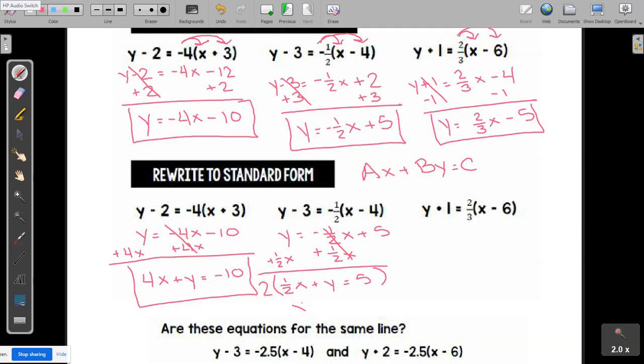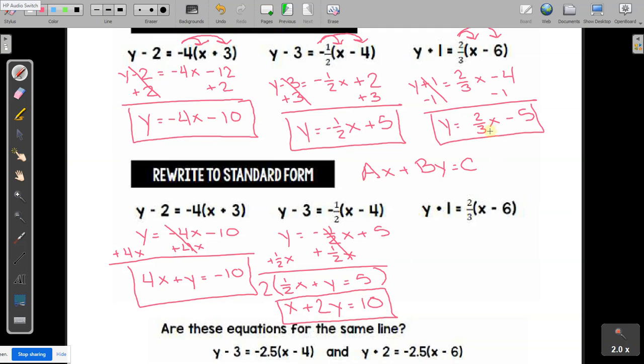So we're going to multiply the whole equation by the denominator, which is 2. It gives us x plus 2 times y, 2y, equals 2 times 5, 10. So our standard form is x plus 2y equals 10. Okay, let's do the last one here.